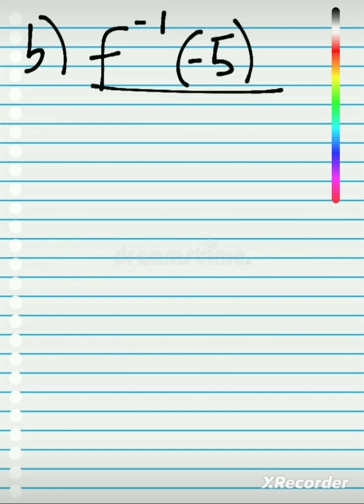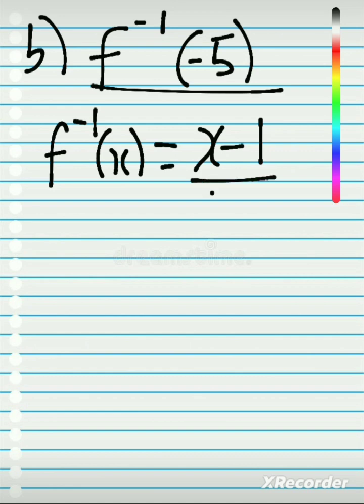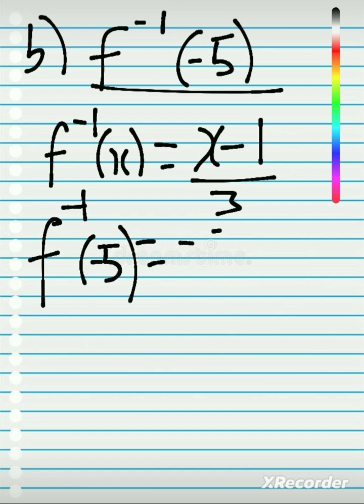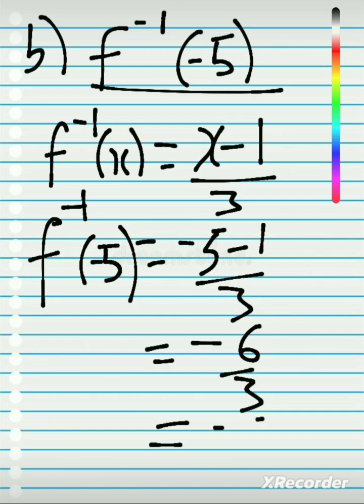Next, b, they want us to find f inverse of negative 5. So for you to find f inverse of negative 5, you need f inverse of x, but we have already found f inverse of x in a, which happens to be (x minus 1) over 3. Therefore we can say f inverse of negative 5, where there's x, we put (negative 5 minus 1) over 3. Negative 5 minus 1, negative 6 over 3.